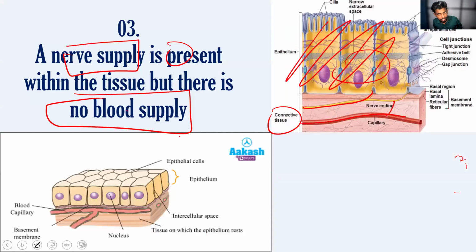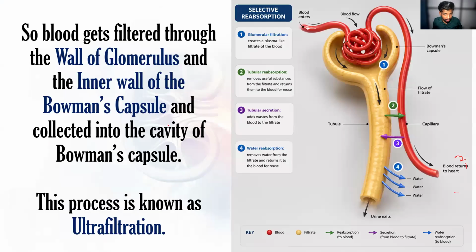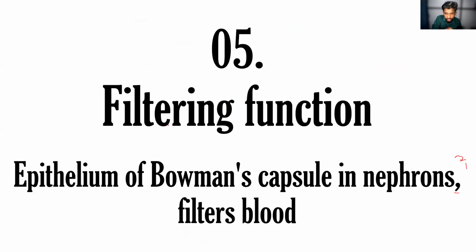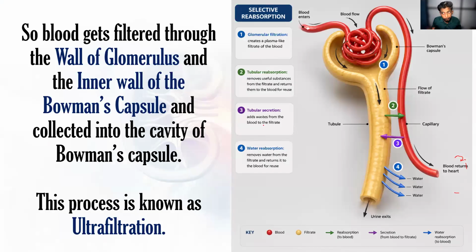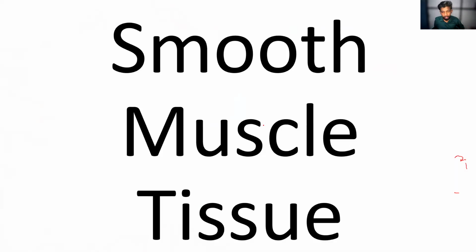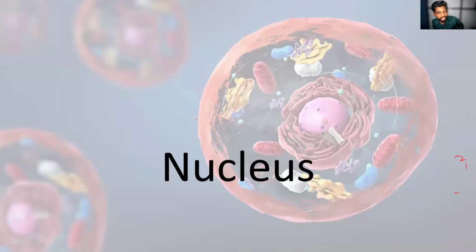I explained that one now, right? The functions of the epithelial tissue. The fifth one, the filtering function, happens in the Bowman capsule. You know what the Bowman capsule is? That is a part of the nephron that will be discussed further in the excretory system in grade 11, unit number 6. Okay, now we'll move to the second question.